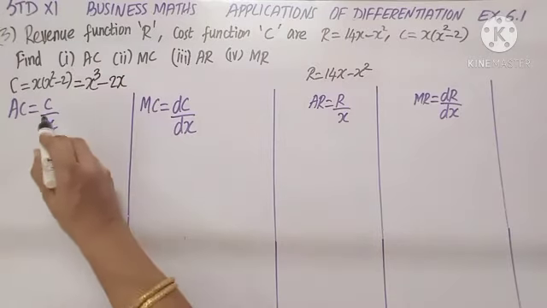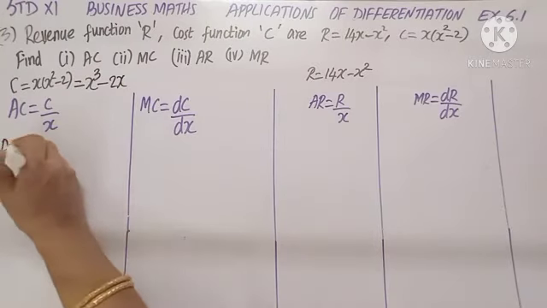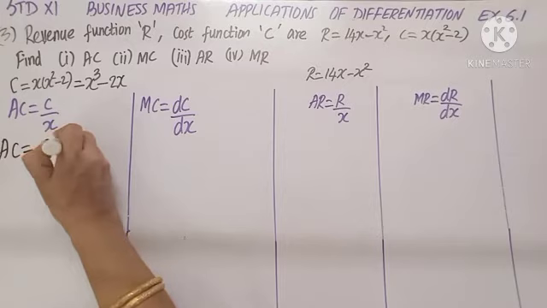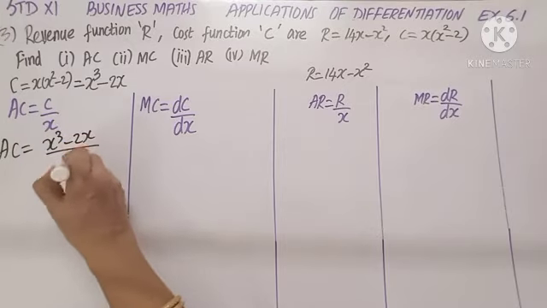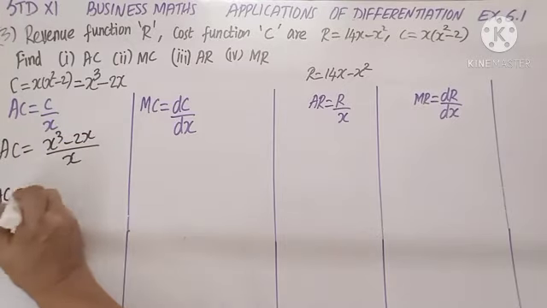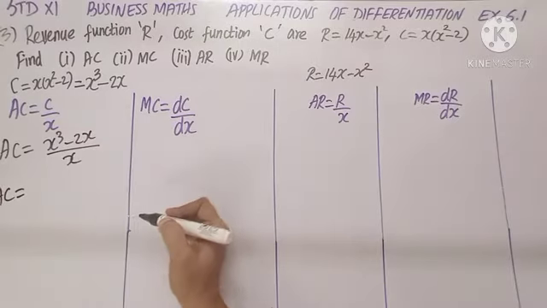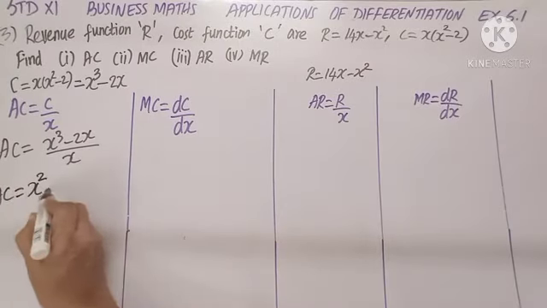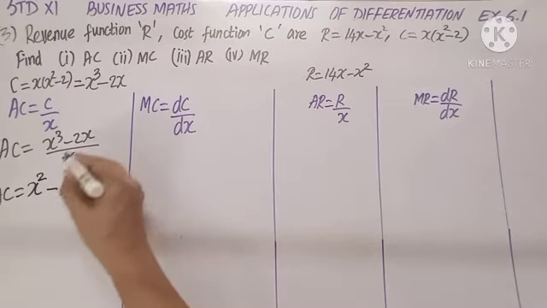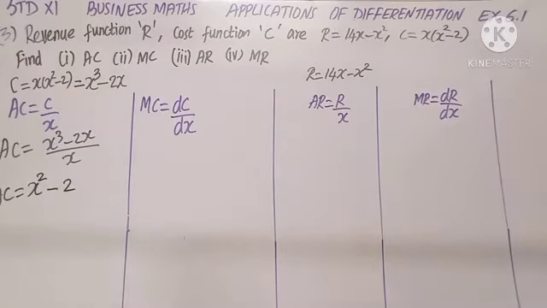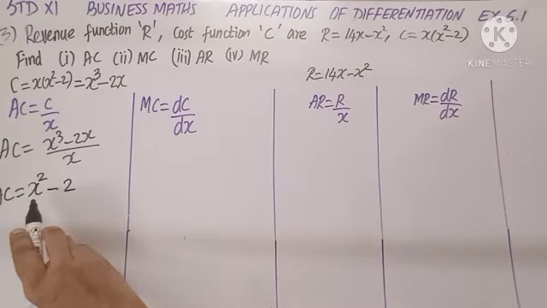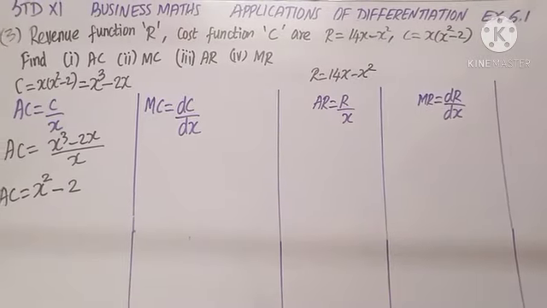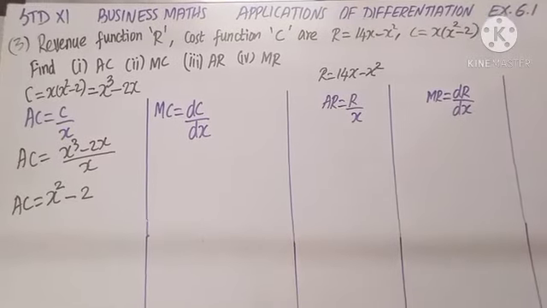Average cost tells me C by x. AC equals x cube minus 2x by x. Every term, let us divide by x. X cube by x, x square, minus 2. X by x is 1. So, average cost is x square minus 2. The next idea, marginal cost.